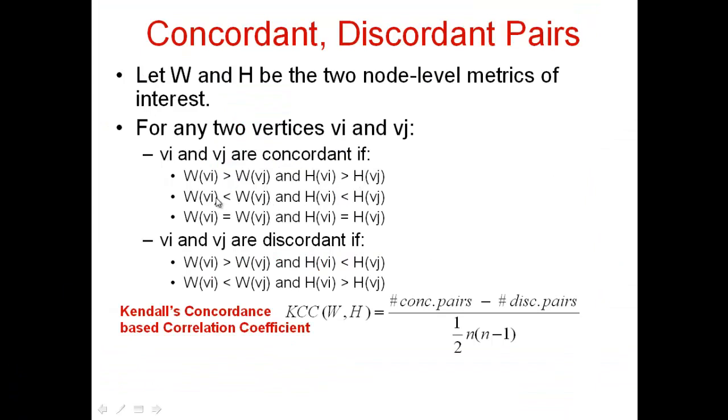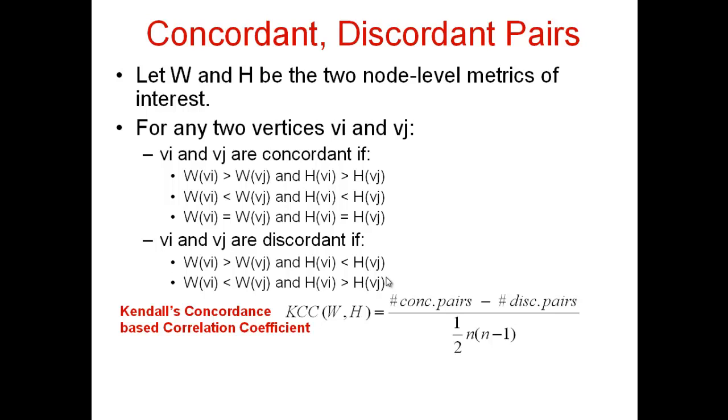If the weight of Vi is less than the weight of Vj, then the height of Vi is also less than the height of Vj. If the weight of Vi is equal to the weight of Vj, the height of Vi is also equal to the height of Vj. So that's what we mean by concordant pairs. Now Vi and Vj are said to be discordant if the weight of Vi is greater than the weight of Vj, but the height of Vi is less than the height of Vj. Similarly, if the weight of Vi is less than the weight of Vj and the height of Vi is greater than the height of Vj, in that case we say they are discordant.